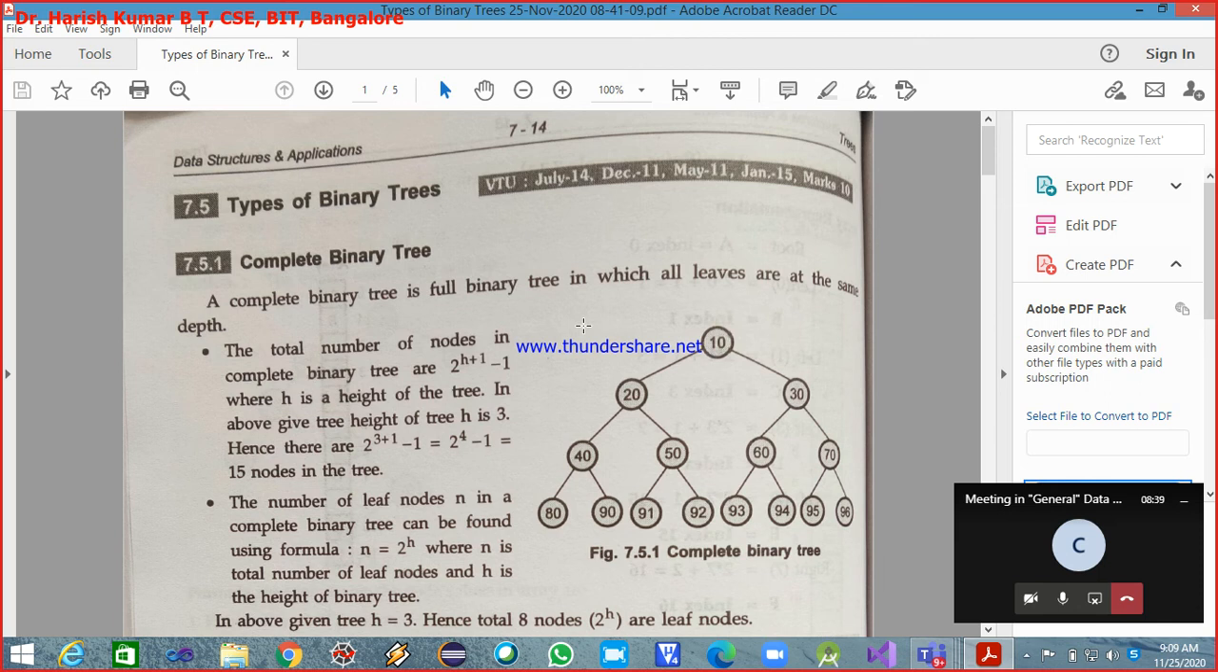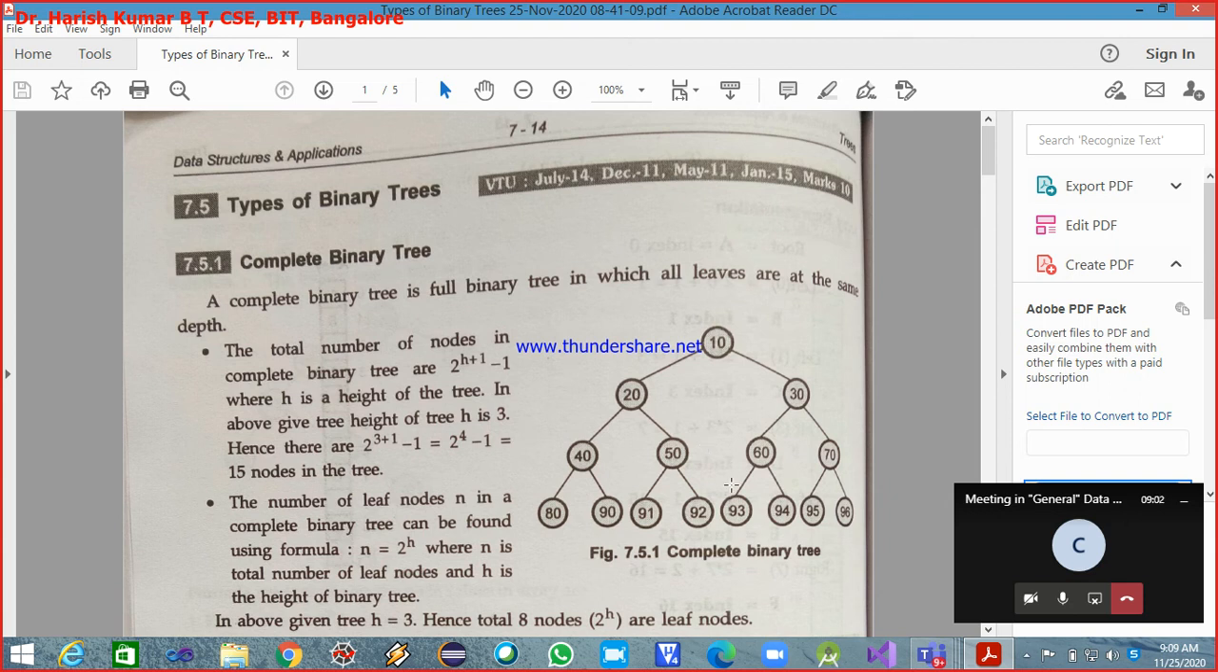Now, what are the different types of binary trees? And this question was asked many times. Okay, you can see here, it was asked for 10 marks. So we have a complete binary tree. What you're seeing here is a complete binary tree. Why is it a complete binary tree? Because it is fully balanced.